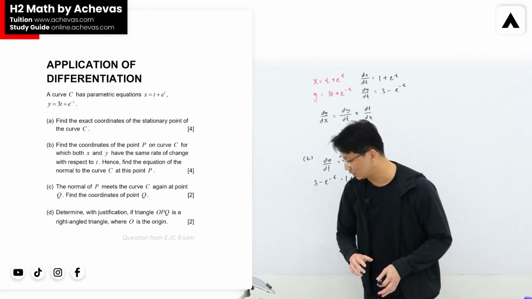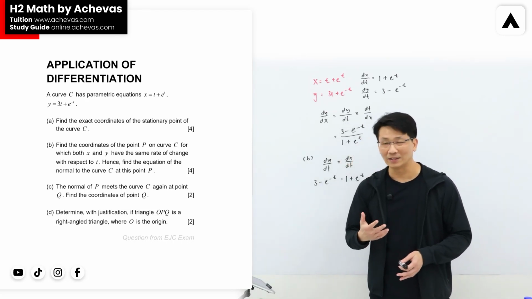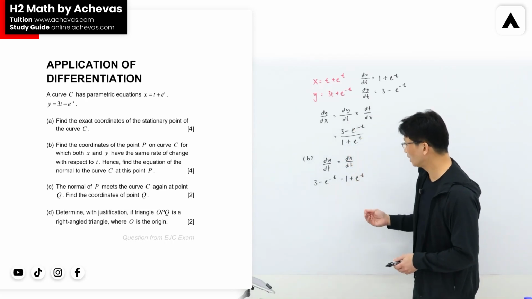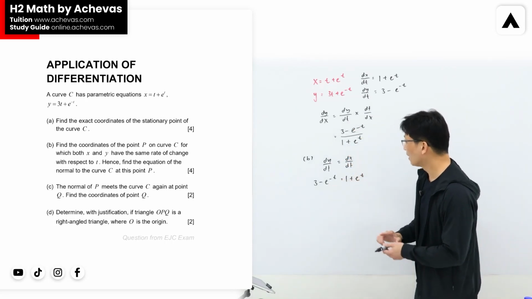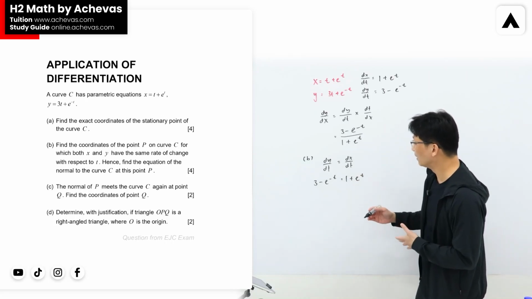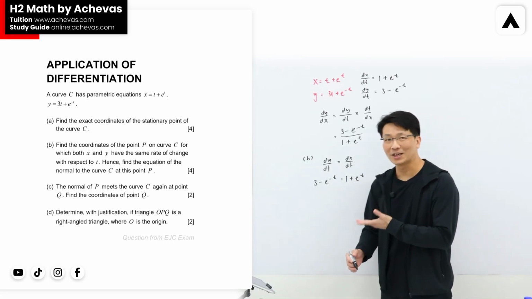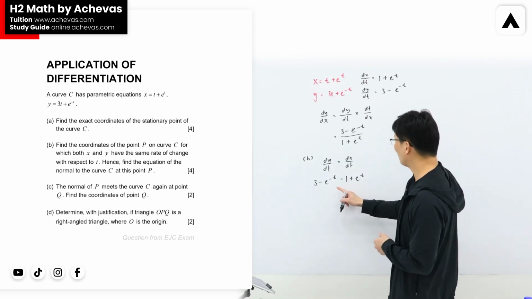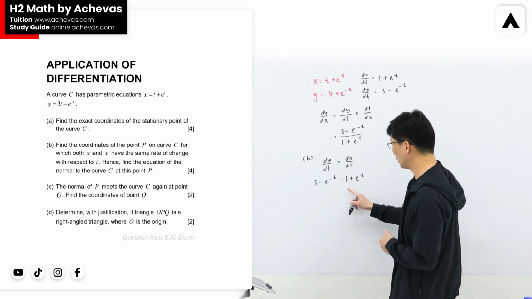According to the question, they didn't really ask for the exact answer. I can just use my calculator to solve for the value of t. But maybe we can simplify a bit first. Maybe we can actually solve it directly without using a calculator also. I'm going to shift everything to one side of the equation.